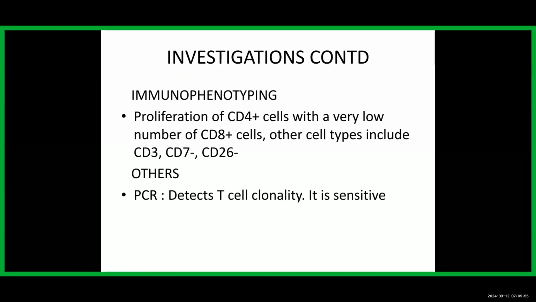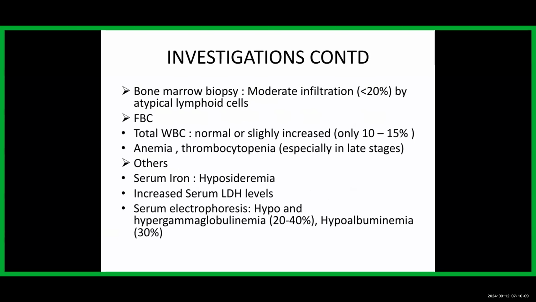Then we can also do immunophenotyping. So we are looking out for CD4 plus cells, CD3, CD7, and CD26 cells. Then polymerase chain reaction also detects T cell clonality. It's also very sensitive. Then we can do other investigations like bone marrow biopsy, which will show moderate infiltration, less than 20%, by atypical lymphoid cells. Okay, and full blood count will show increased or normal WBC.